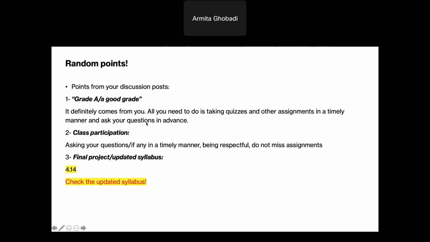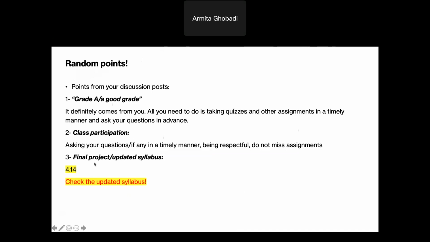And also being respectful toward me and toward your peers, because we're going to have discussion posts. I know not everybody has an opinion similar to the other one. So I want you to be receptive and accept someone who is very different from you. And if you want to say that you have a different perspective, do that in a respectful way. Always put yourself in someone else's shoes. This is my whole point about class participation.